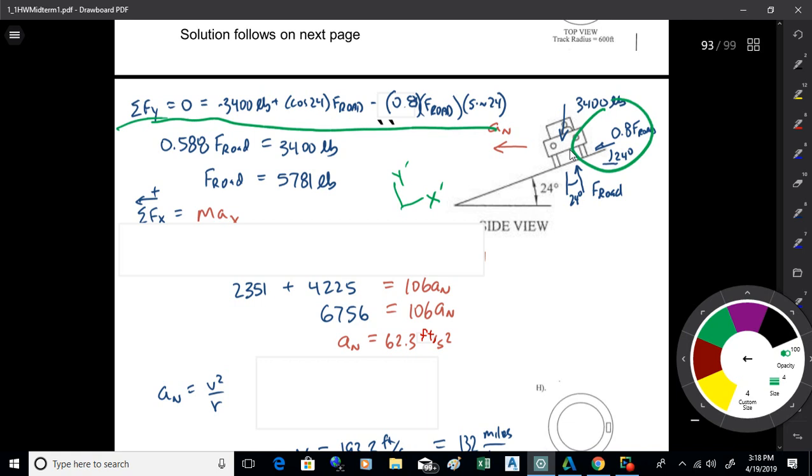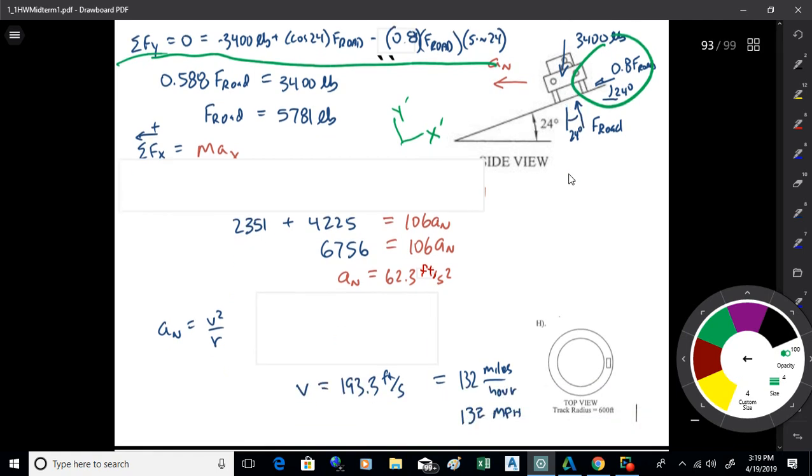Okay, so step one was to get a good free body diagram, then solve it for F road, which has those two pieces to it. The force of the road plus the frictional force, which is a function of the force of the road. It's just 0.8 times the force of the road. So sum of Fy will get that. And once you've got it, you can go sum of Fx. Okay, and then you can solve for Max, and Max and Man are the same thing. So you can solve for that normal acceleration.